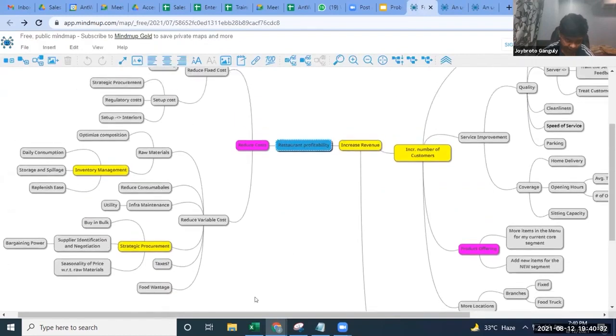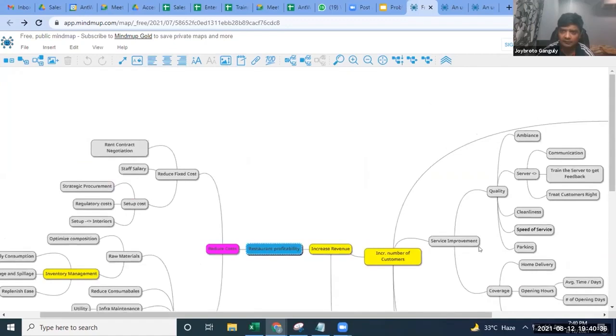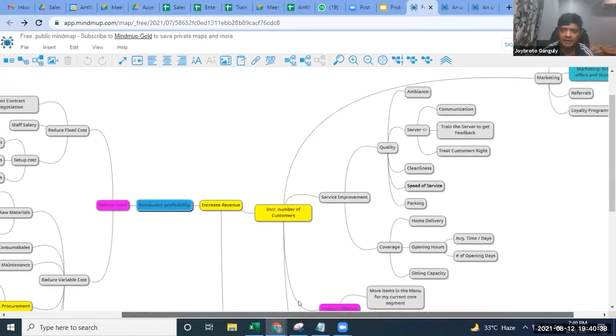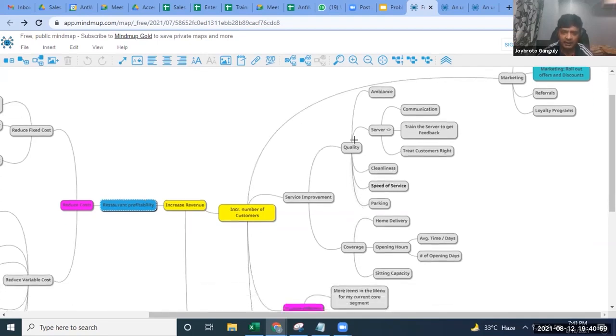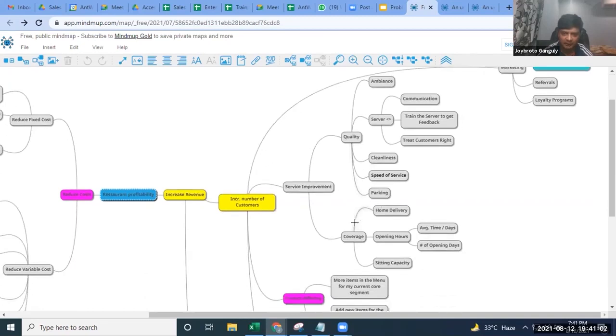This is one way of, I've done an issue tree before the class. This is one way of looking at it, right? There are many ideas to do marketing, like you guys also came up with, roll out offers and discounts, branding, referrals. Referrals was not discussed in today's class, but loyalty programs. Quality is all about ambience. Quality is about how your server behaves, server communication, train the server, treat the customers right. Quality is about cleanliness. Somebody talked about pre-immunization and all of that. Quality is about speed of service, parking, all of that.